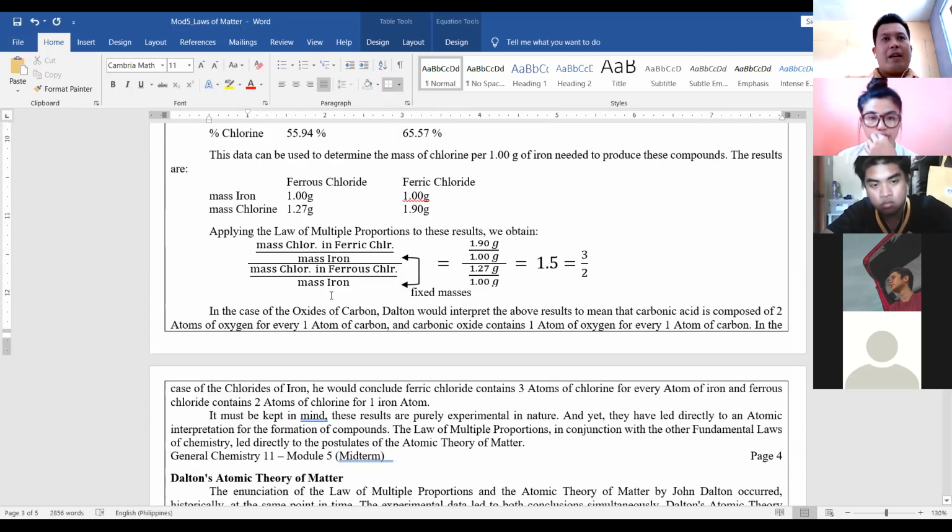Also here the mass of iron is fixed, so we can just eliminate the mass of iron. We can equate the mass of chlorine in ferric chloride and the mass of chlorine in ferrous chloride. If one is fixed, we can find the ratio of the other element present in the said compound directly.